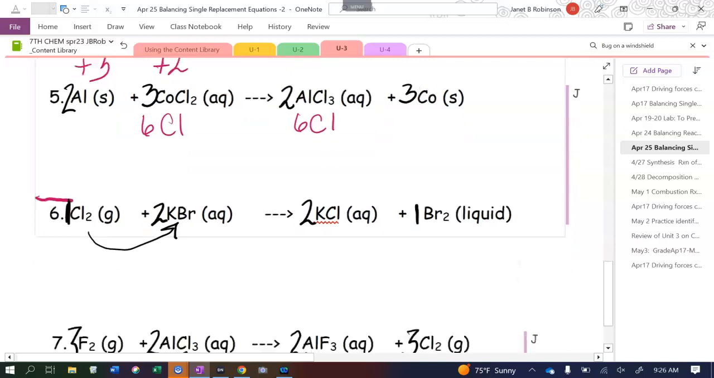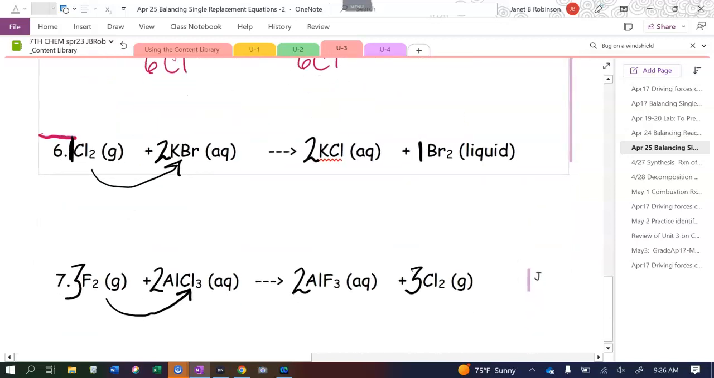The bottom one, I noticed that we have Cl2. This is the halogens. If a halogen is more reactive, it can push out the other halogen. Chlorine is more reactive, so it pushes it out. All right, it replaces bromine, and so we end up with KCl, and bromine is out standing by itself. All right, so this is a single replacement because there's only been one. Chlorine replaces bromine.